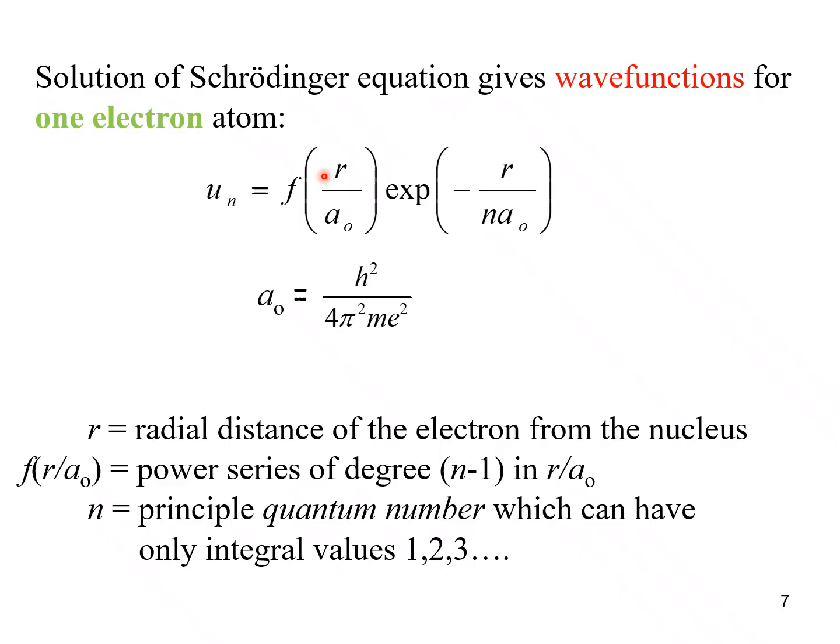Focusing on the one-electron atom, the solution of the Schrödinger equation for the radial component helps us to define the key parameters. In these expressions for the radial part, R represents the radial distance of the electron from the nucleus. The solutions also depend on n, which is the principal quantum number. The principal quantum number can have integral values of 1, 2, 3, up to infinity.